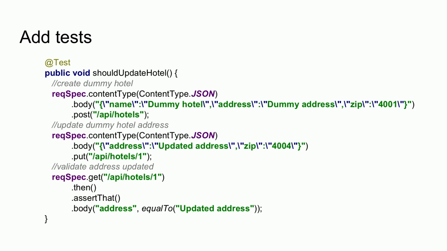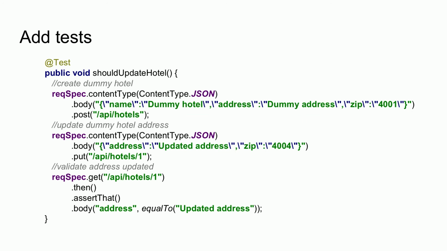And this is how a test can look like. The request specification object is from REST Assured. So it's a REST Assured API. If you have worked with it, then it will be easier for you to understand what's happening here. But basically, in the test, first thing we do is create a dummy hotel. We do it by posting against API hotels this JSON content. So basically, by doing that, we know that the hotel is created.